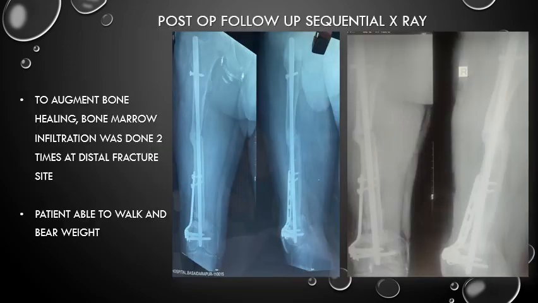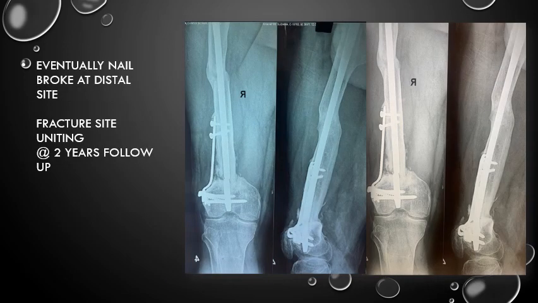Subsequently, post-op follow-up with sequential X-rays shows the corticotomy site is consolidating, and the distal femur site is also consolidating, and the patient is able to ambulate after 1.5 years of the surgery. Bone marrow was infiltrated 2 times at the distal fracture site, and these are the subsequent X-rays, which show that eventually the nail broke at the distal fracture site, but the fracture was uniting at 2 years of follow-up. Any comments from the panelist?